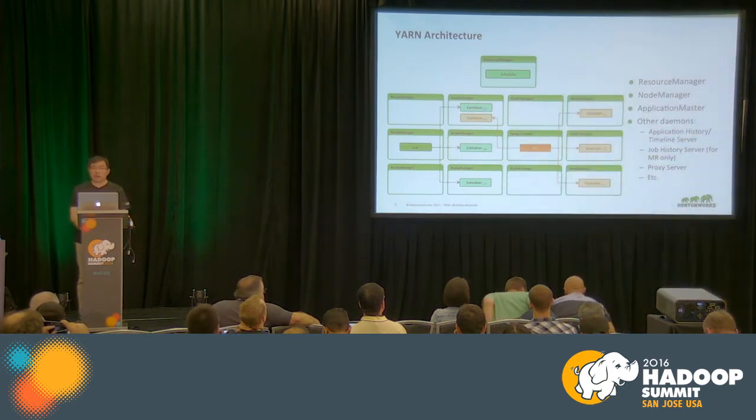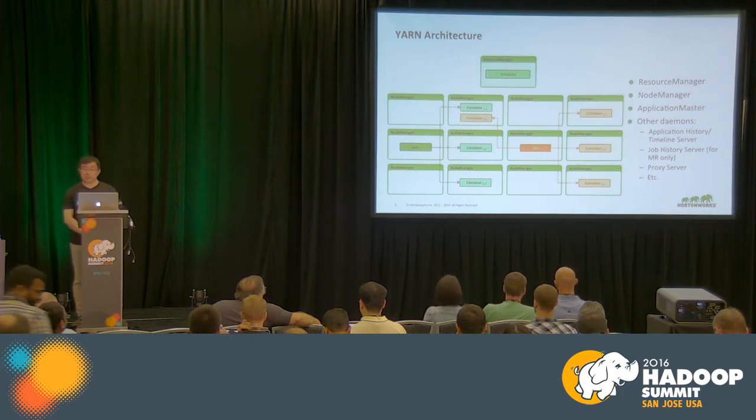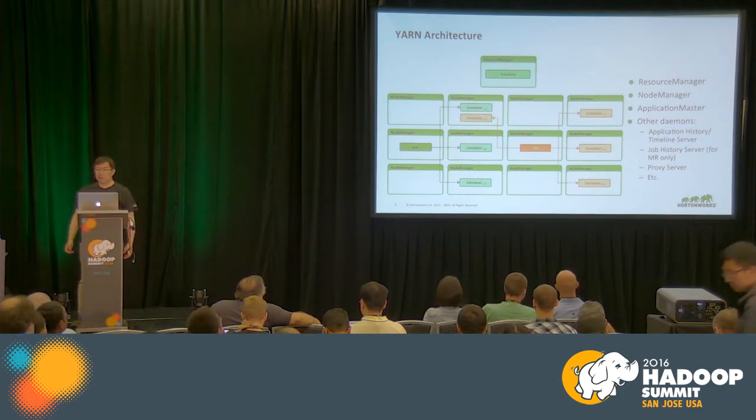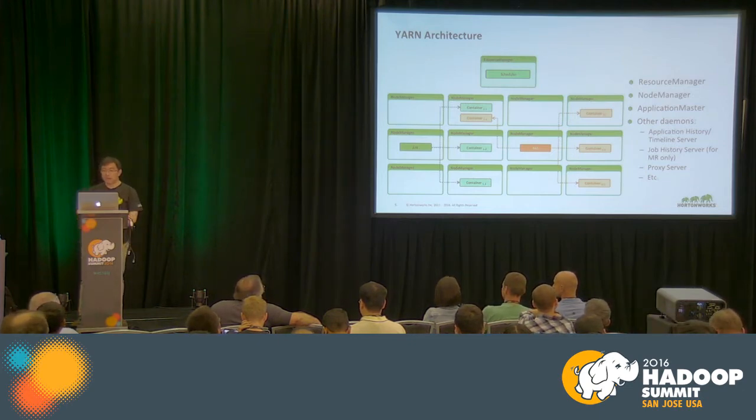There are also some other daemons like the application history server, the job history server, which is for MapReduce only, and some like proxy servers, but those are not the key components. The key components in YARN are the resource manager, node manager, and application master.